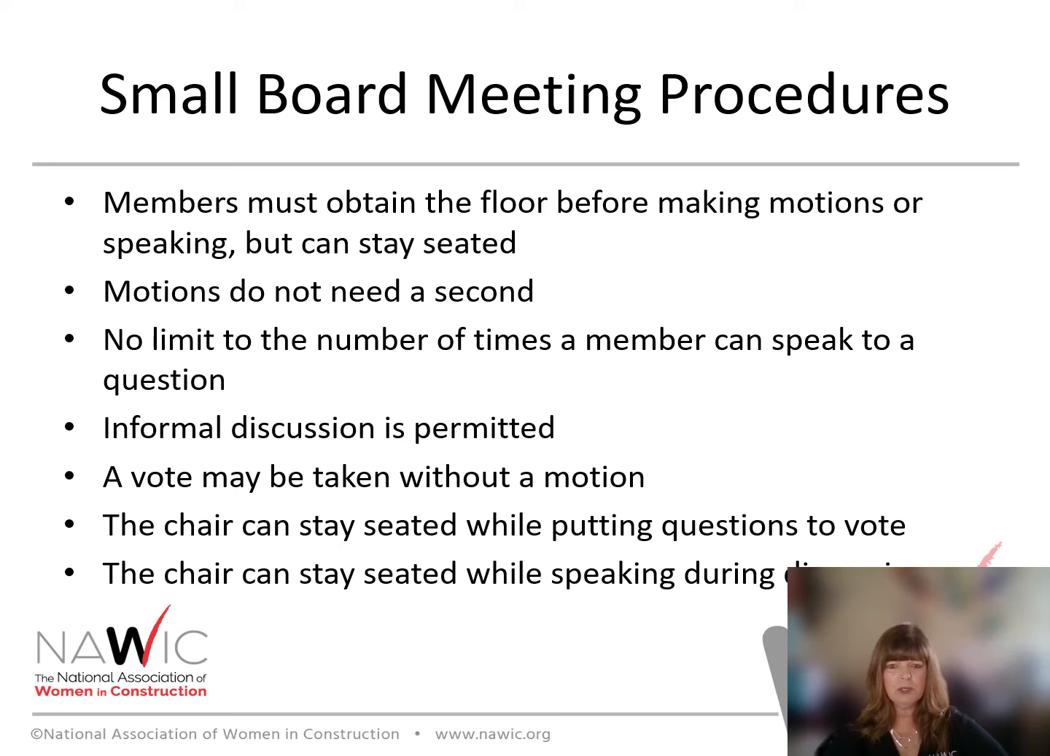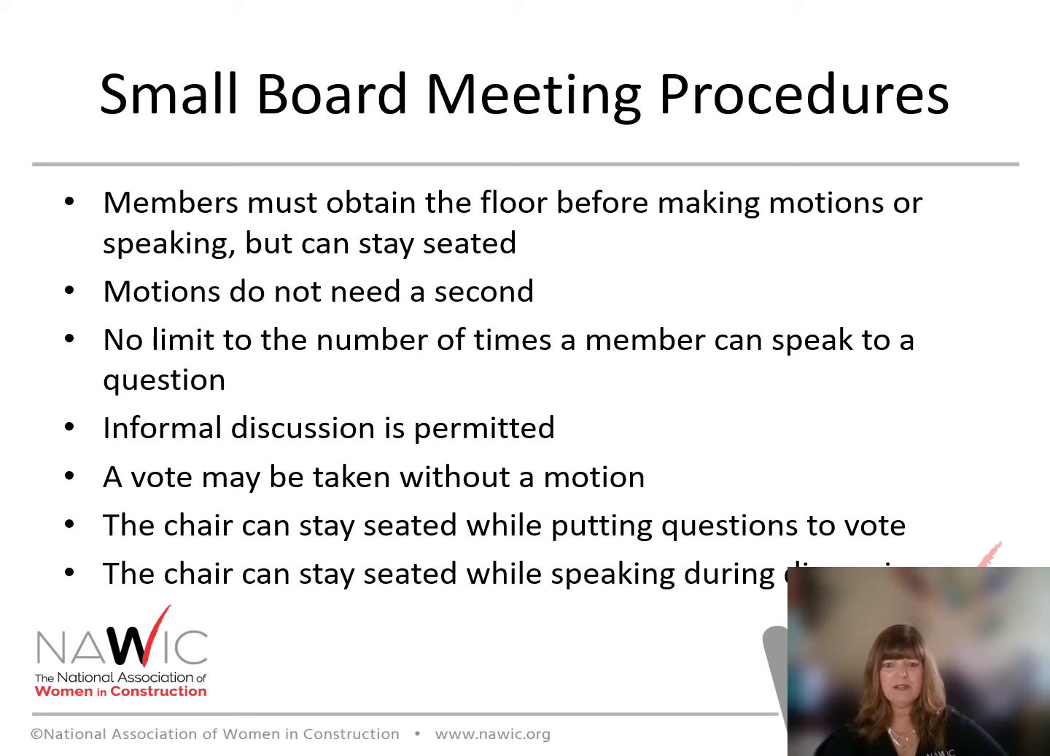Unless agreed to by general consent, however, all proposed actions of a board must be approved by vote under the same rules as in an assembly, except that a vote can be taken initially by a show of hands, which is often better in the smaller board meetings. The chair doesn't have to rise when putting the questions to a vote, and the chair can speak in discussion without rising or leaving the board meeting. These procedures are much more relaxed than they would be at a larger board meeting.